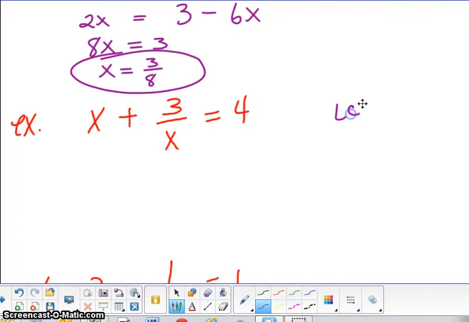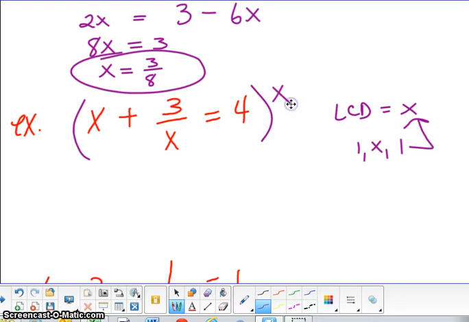On this one, the LCD is x. The denominators are an invisible 1, an x, and another invisible 1. So if you multiply all those together, you get the LCD. And by multiplying every single term by x, I'll be able to eliminate the fraction.